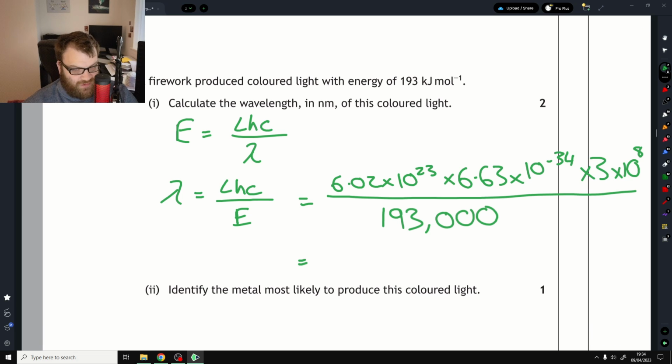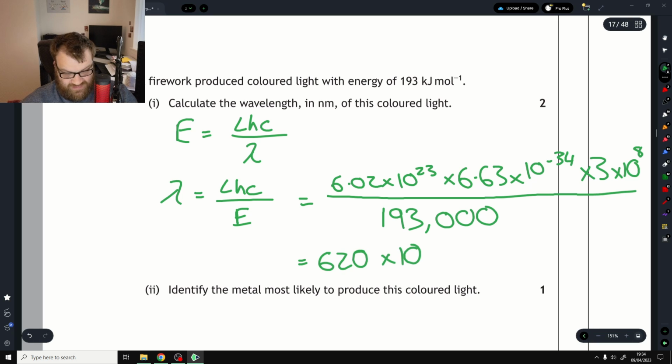This will give us our wavelength in meters. That gives us 620 times 10 to the minus 9 meters. Nanometers is 10 to the power of minus 9. This means that we are going to have 620 nanometers, like the question wants from us. That gives us our answer there.